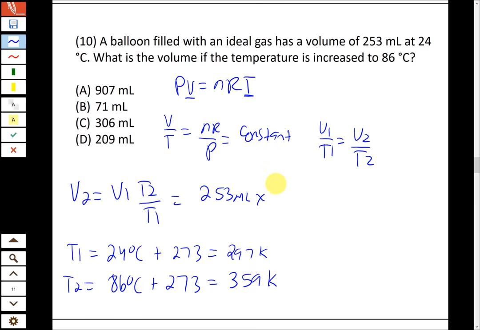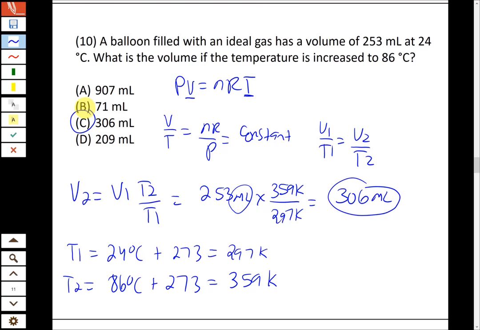And now we can plug in the two temperatures, T2 on top, 359 Kelvin, over T1, which is 297. And this comes out then to 306 milliliters. So the temperature increases, so does the volume. That should make sense conceptually. And then numerically it works out as long as we have the temperatures in Kelvin. And we can put the volume in directly in milliliters because the two temperature terms, the units cancel. And so whatever volume unit we use here is going to then be the unit that we get for our answer. We wanted it in milliliters for this problem to identify choice C as the correct one. Okay, any questions on that?